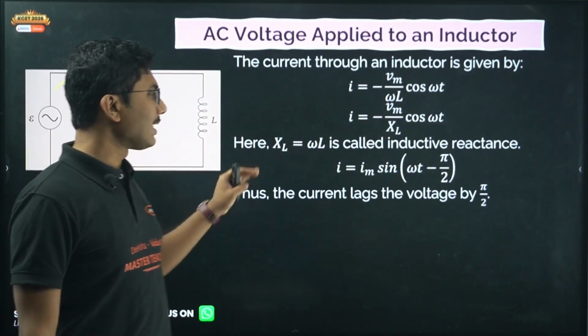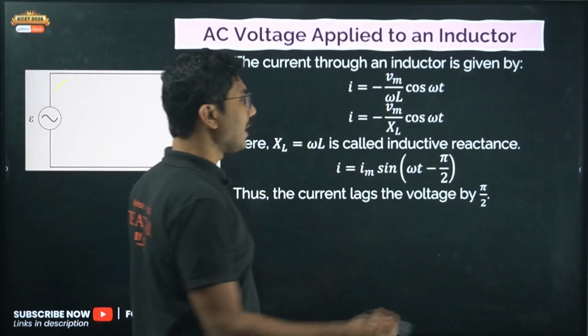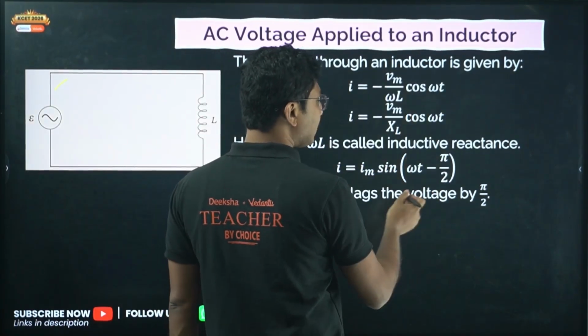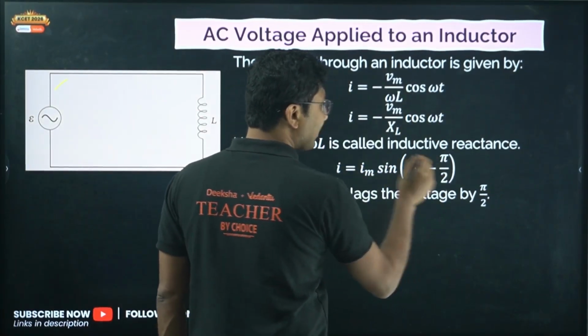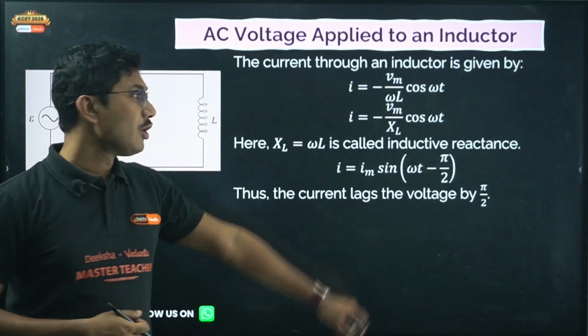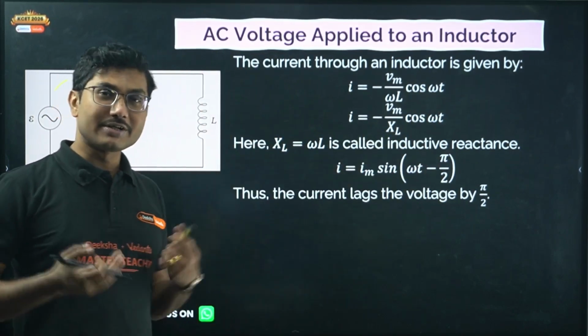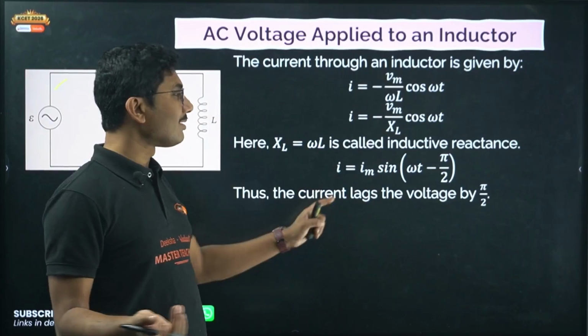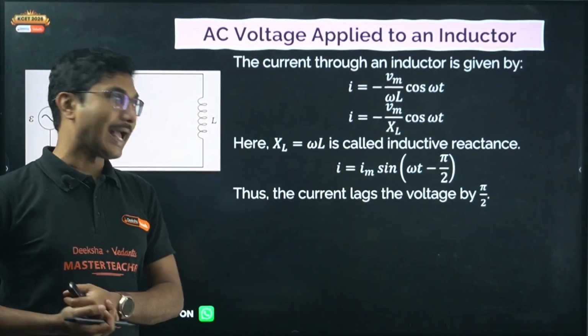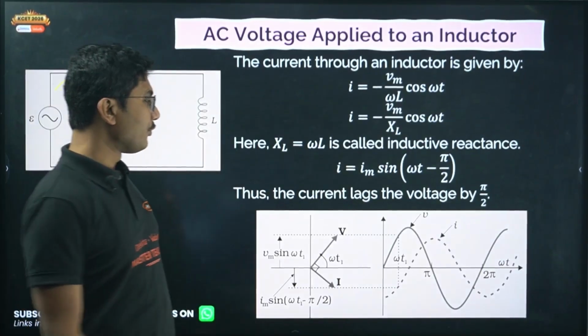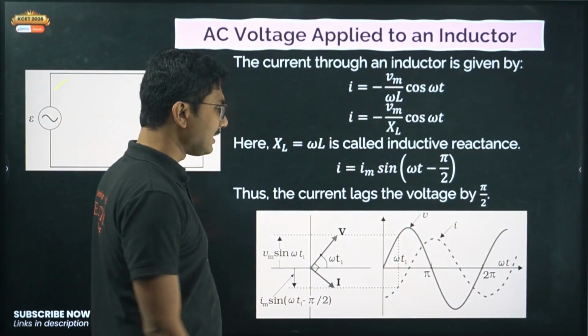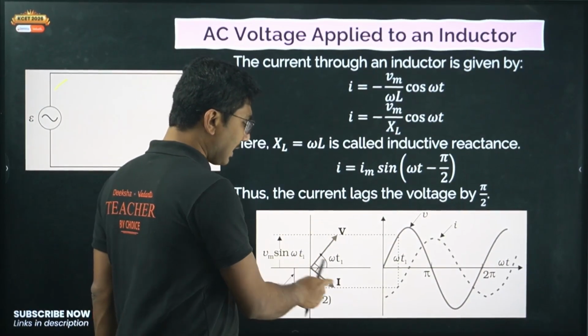Thus the current lags the voltage. As I mentioned, voltage is given by sin omega t, and current is given by sin(omega t minus pi by 2). So what is the phase relation? The phase relation is very simple: current lags the voltage by an angle pi by 2. If you plot the graph now, you will see that voltage is leading and current is lagging.